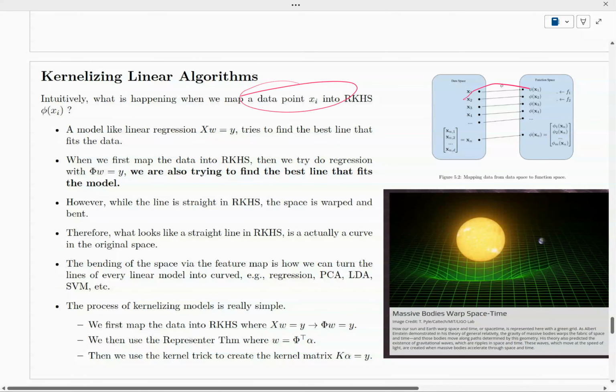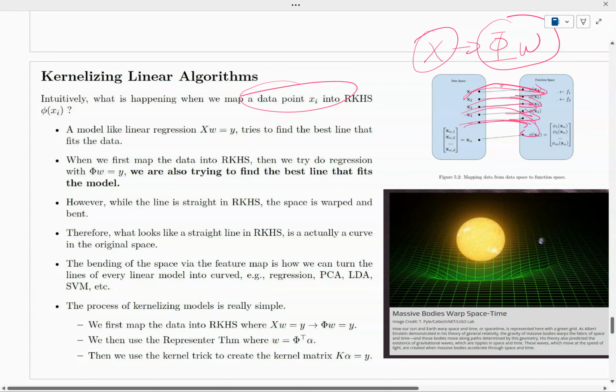Now, what's happening when we map data? When we are mapping the data to this RKHS, what's happening is that we are bending the space. You may have heard of bending the space in space-time. When we are applying the feature map, and we go from the data matrix to the phi, in the phi, remember, we're still running linear regression, everything the same. So in phi, it looks like a line. So in the RKHS, it looks like a line. However, in the original space, you bend the space.